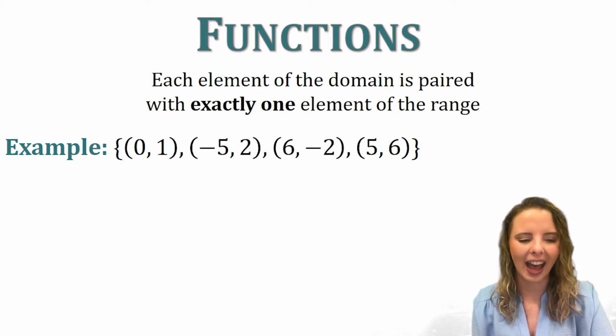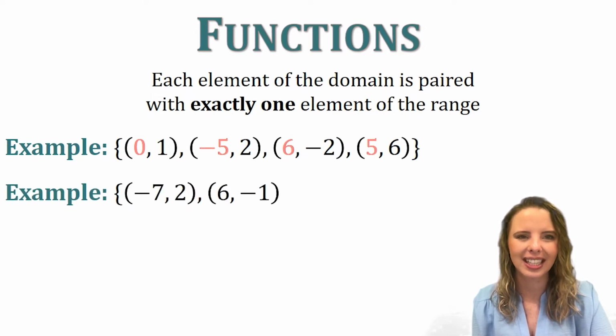So below we have a relation, 0, 1, negative 5, 2, 6, negative 2, 5, 6. The question is, is this a function? We have 0, negative 5, 6, and 5. None of our x's repeated, so this is a function. Let's look at another example.